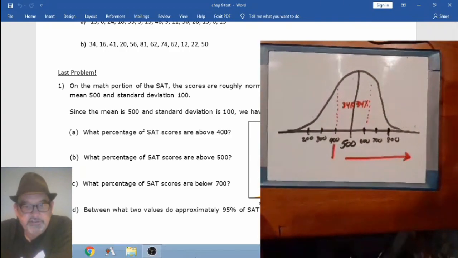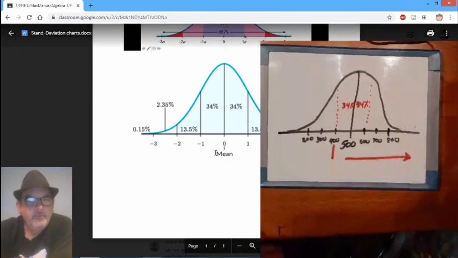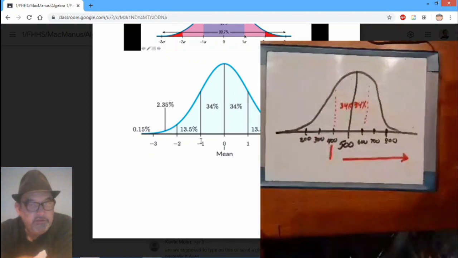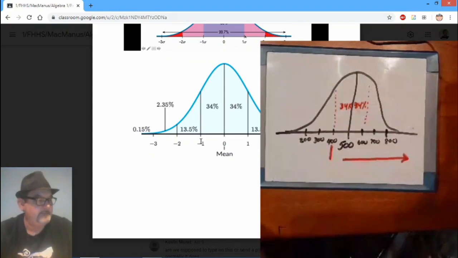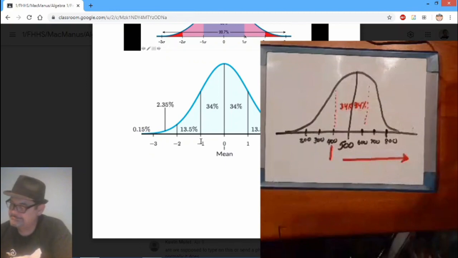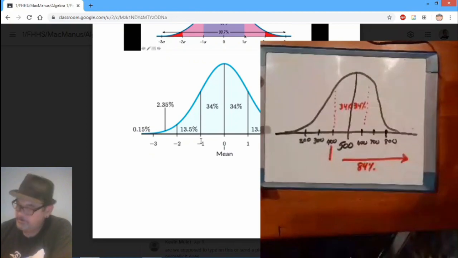Actually, let's pull up our cheat sheet chart. All right, there we go, guys. There's a little cheat sheet chart here. So we want to know what percent is above -1 standard deviation, which is 400. Let's add up everything to the right of -1. So we got 34 and 34 is 68. That's the old trusty calculator. So we have 68 plus 13.5 plus 2.35 and 0.15 gives us 84. So 84% of the scores are above 400.